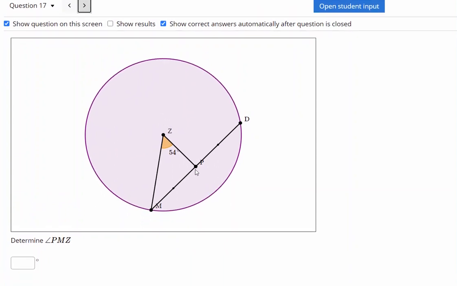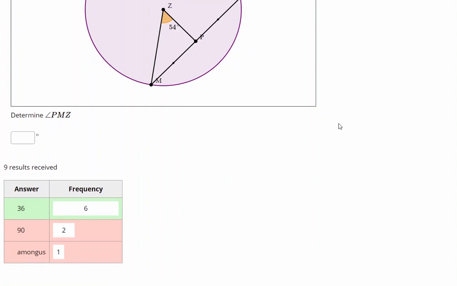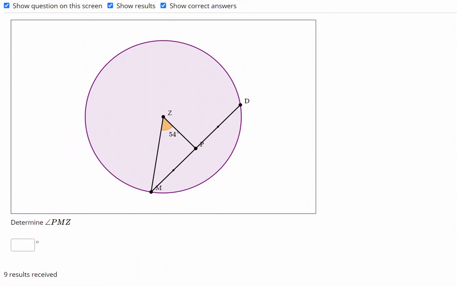Okay, so looking at this one, you can't move it. Determine angle PMZ. So I'm going to let you guys see if you can remember from last lesson what that would be. PMZ, what angle would that be in this thing? So I'll open that up for you. All right. 36 is correct. And how do we get to that?